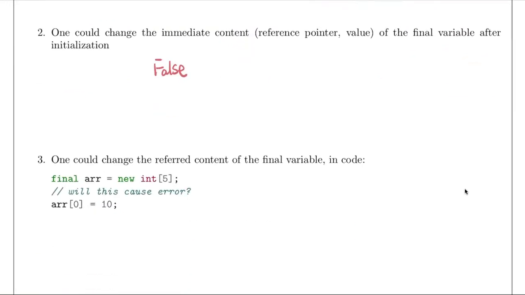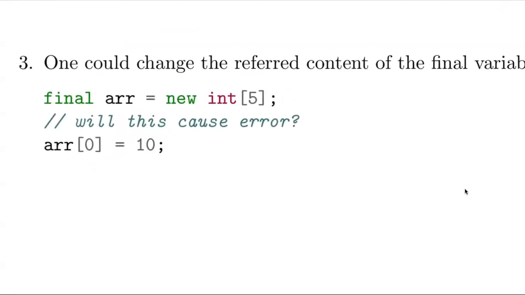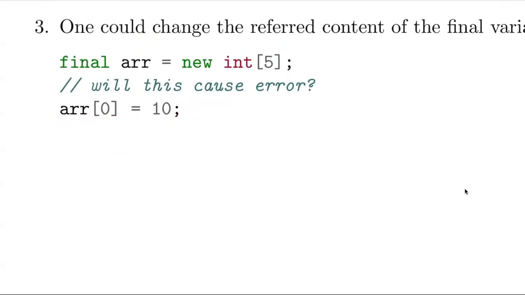So for the third question, one could change the referred content of the final variables in code. The first line of code here, first of all, I initialize a new integer array with size 5, and I assign it to ARR. And in this line, ARR[0] is 0. I changed the first index, index 0, into 10. I assign 10 to index 0 of the ARR.